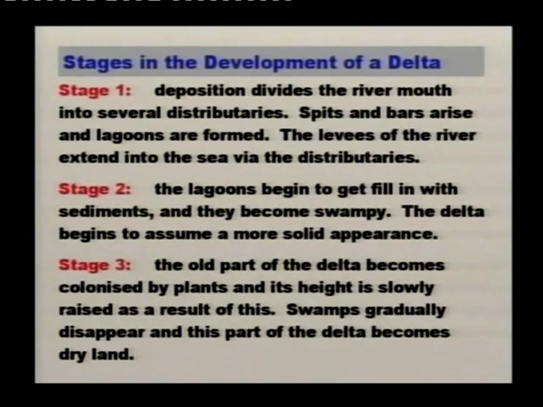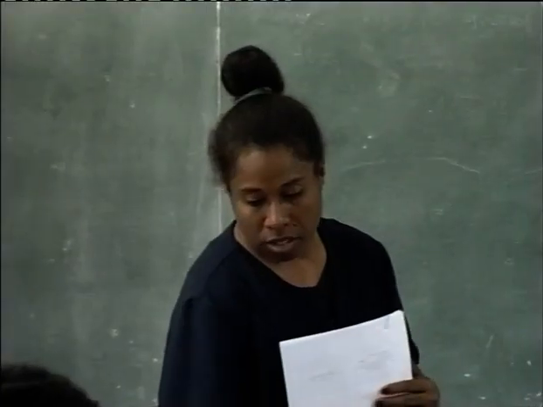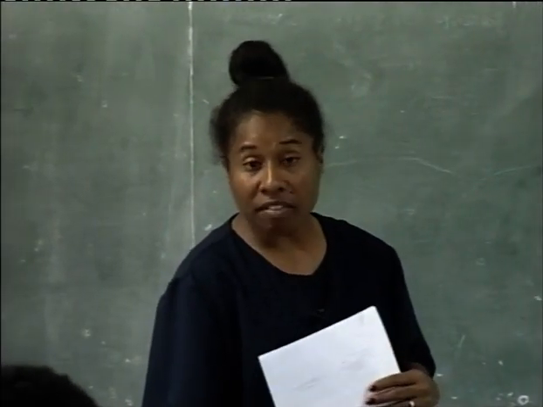And stage 3, the old part of the delta becomes colonized by plants, and its height is slowly raised as a result of the continuous deposition and also plants colonizing such area. Swamps gradually disappear, and then this part of the delta becomes dry land. Again, this section here has been explained well by the group that did the presentation on deltas. They looked at the stages in the development of a delta.